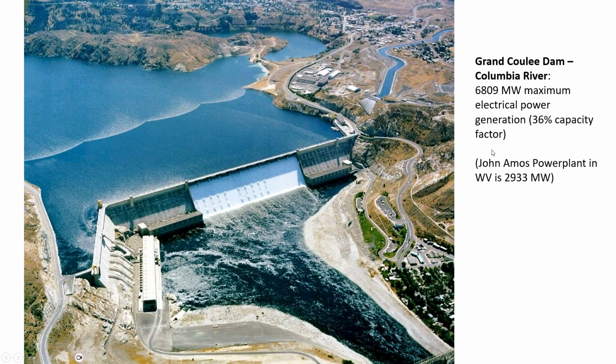There's something called the capacity factor, which compares the maximum electrical power capacity to an annual average of how many kilowatt hours or megawatt hours they actually end up producing. Long story short, not every turbine is operating every hour of the entire year. Certain turbines are taken offline for maintenance. Sometimes the water levels aren't high enough to generate at the maximum power capacity. So in the case of the Grand Coulee Dam, they're not operating at 6809 megawatts all year long. They're operating on an annual average at about 36% of that.